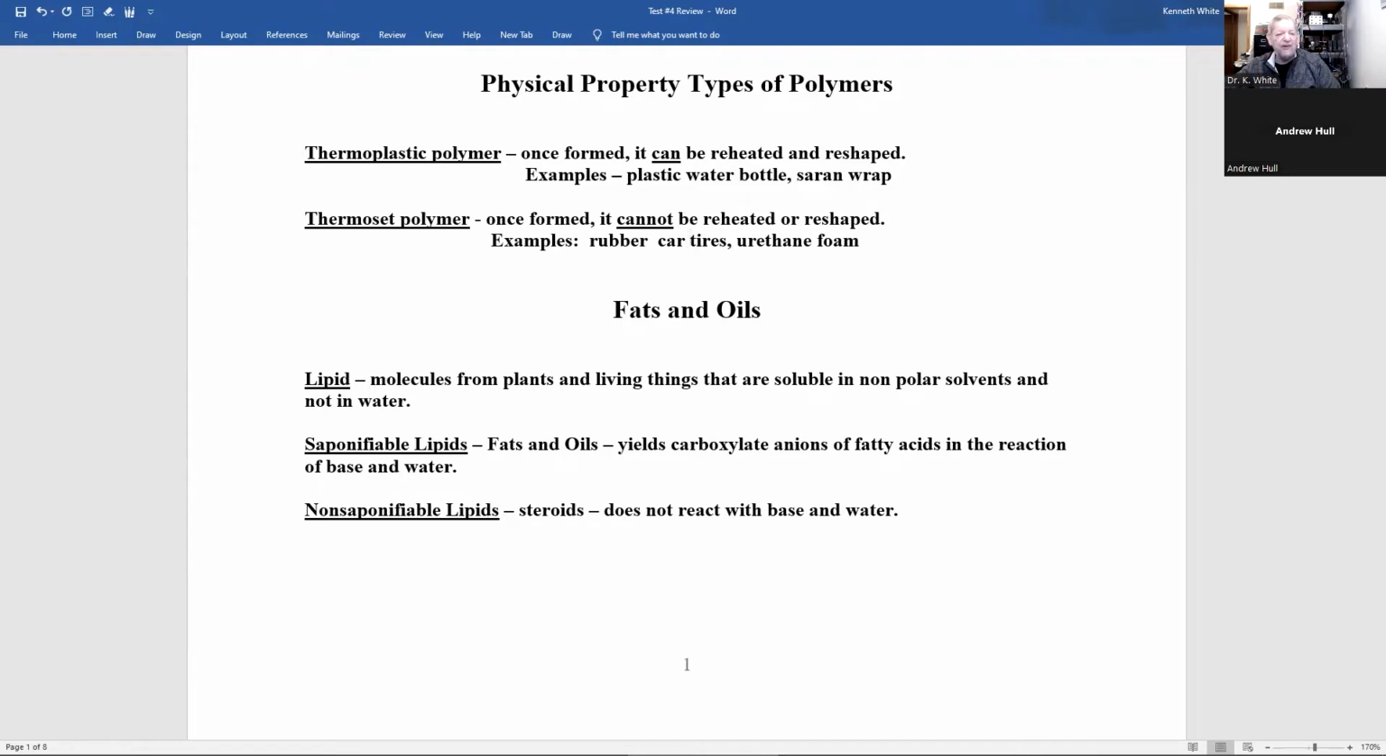And they do that because they don't know it's a thermoset polymer. The tires don't melt, they just burn.